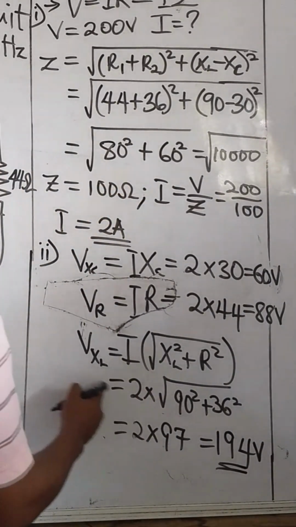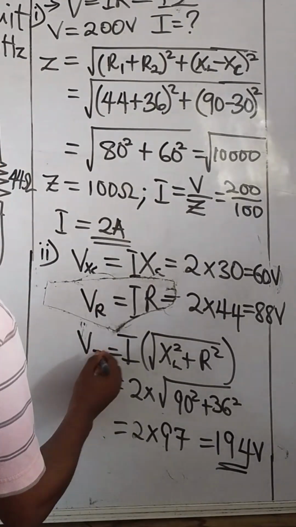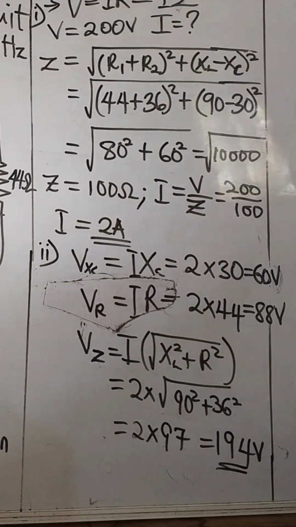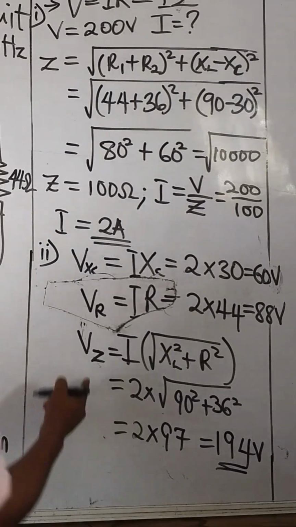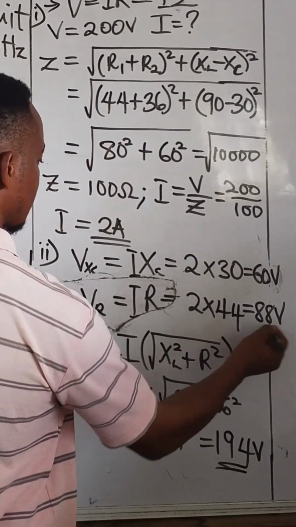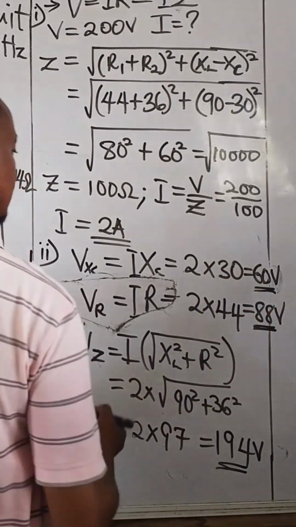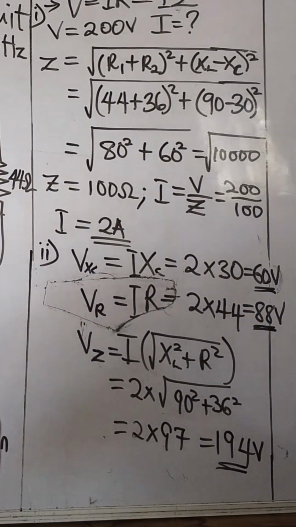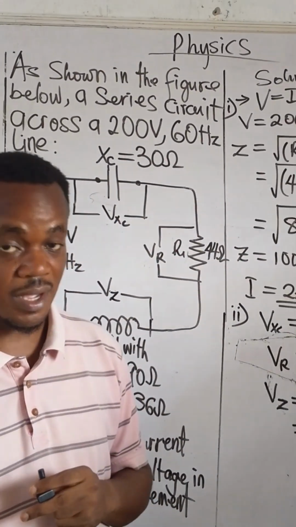So VL, or the voltage across the impedance, across the coil, is 194 volts. So this one is 88 volts and this one is 60 volts. That does it. I'll see you in the next class.